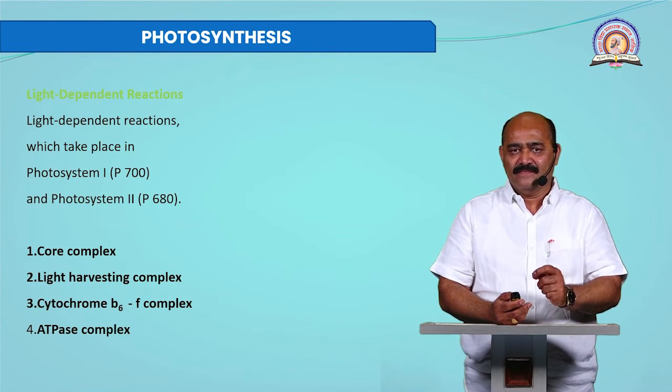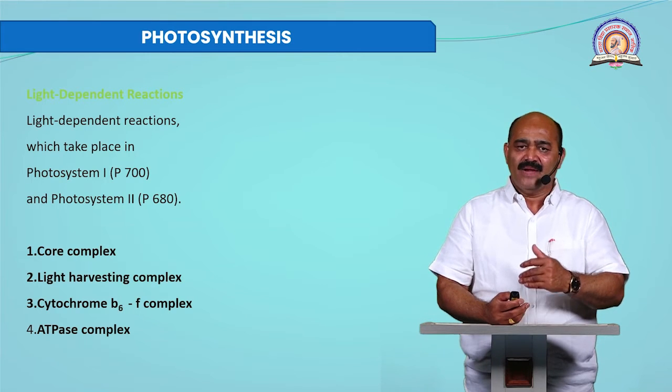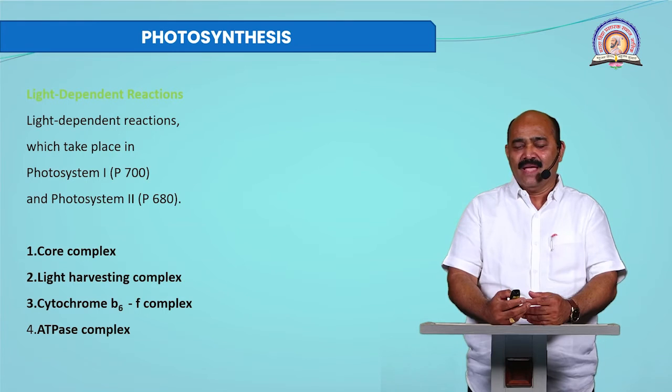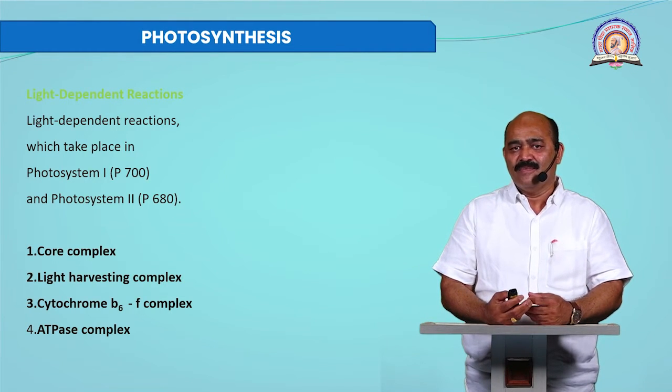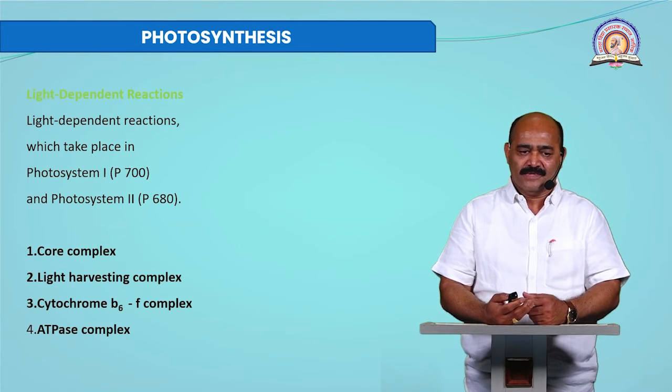Absorption of light occurs, that means solar energy or photon is absorbed by the antenna complex, and the antenna complex hands over the absorbed energy to the core complex. The core complex has the reaction center, and it hands over the energy towards the reaction center for further process.